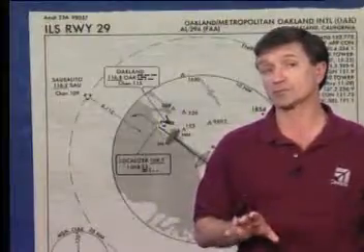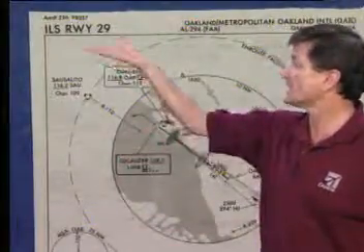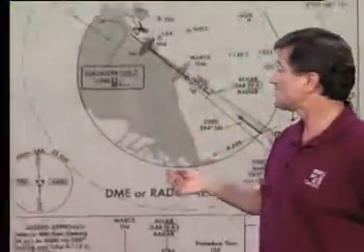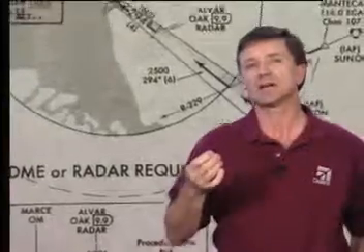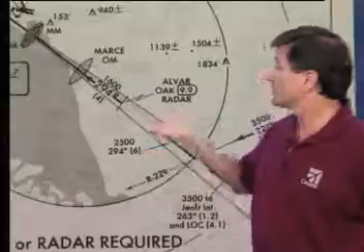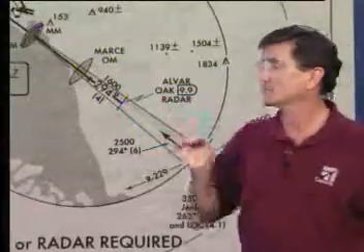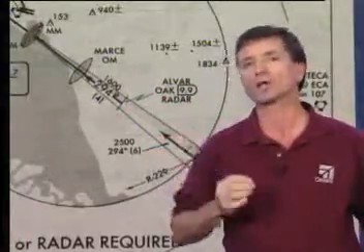Now, there are some approaches, like the ILS runway 29 into Oakland, California, that have notes telling you DME or radar required. Since DME is not in the title of the approach, you don't have to have it to fly it. But to identify ALVAR, you must use either DME or radar.